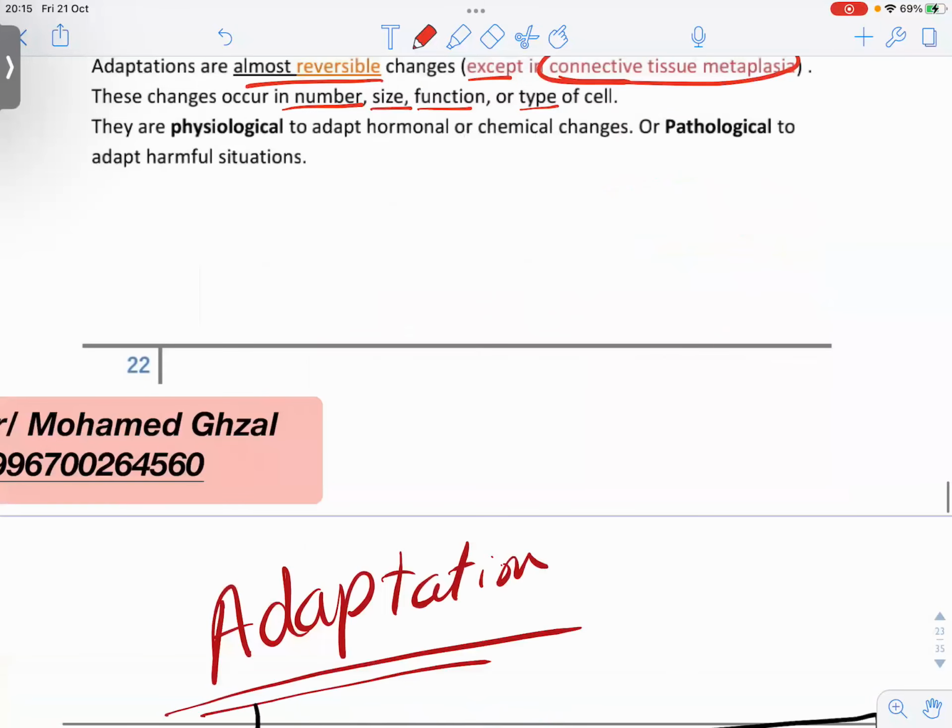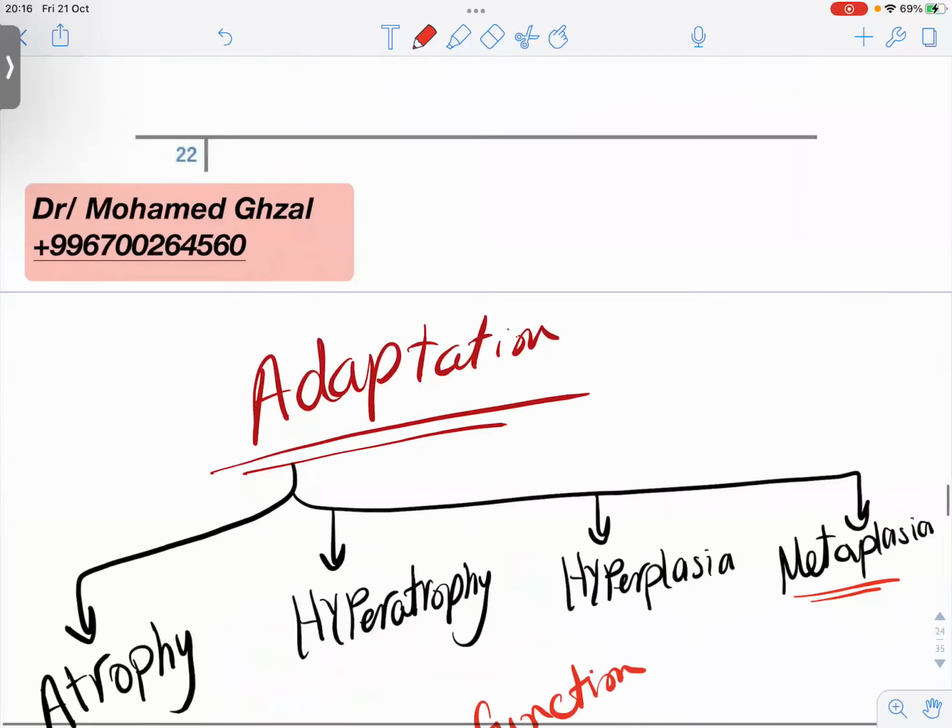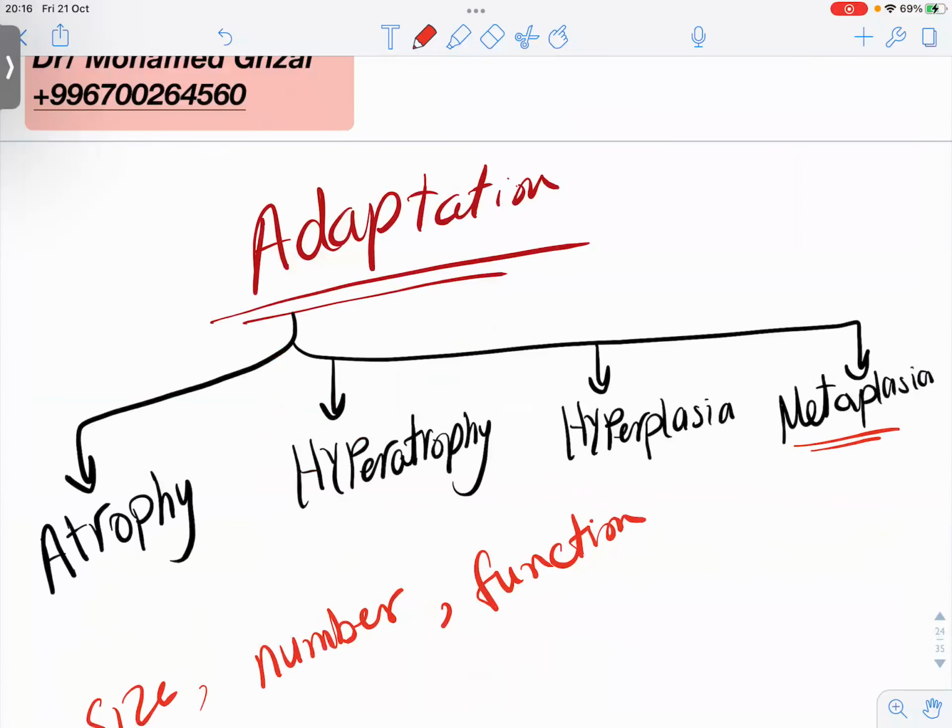They can be physiological or pathological, because we have physiological stimulus in the body, physiological changes, or pathological changes. For example, when the girl gets pregnant, the uterus is different than when the girl is not pregnant. So we cannot call that pathological. It's not a disease. It's physiological. But sometimes we have pathological changes. So adaptation can be physiological or pathological.